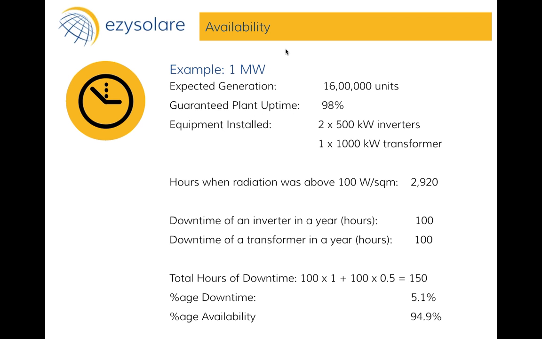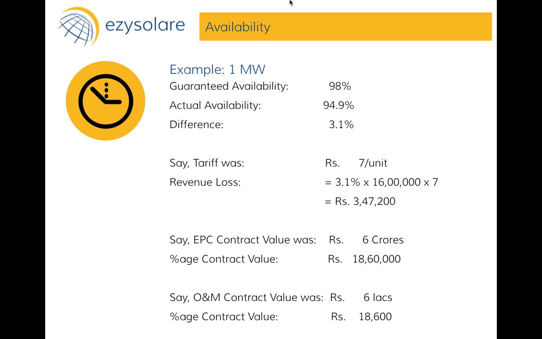So the total hours of downtime of the entire power plant is 100 into 1 megawatt plus 100 into 0.5 megawatt, because your inverter was a 500 kilowatts. Right? So the percentage downtime is about 5.1%. Basically, what you have done is 150 divided by the total number of hours that you had radiation in a year. So percentage downtime is 5.1%, percentage availability is 94.9%. Right? So guaranteed availability was 98, actual availability was 94.9, difference was 3.1%.